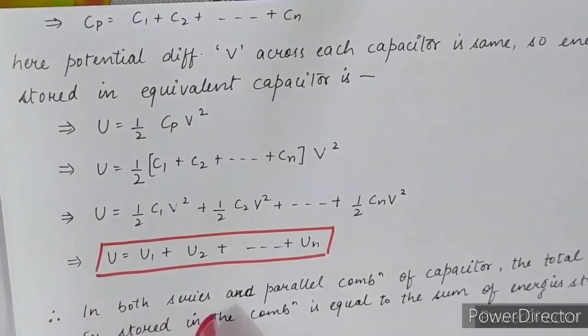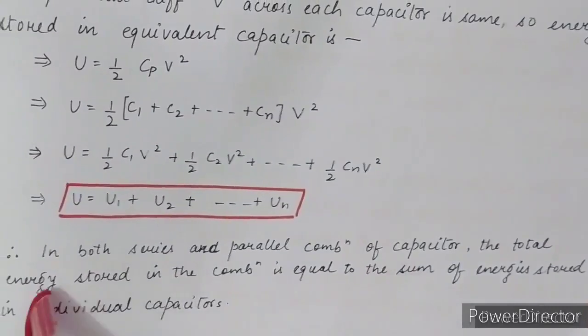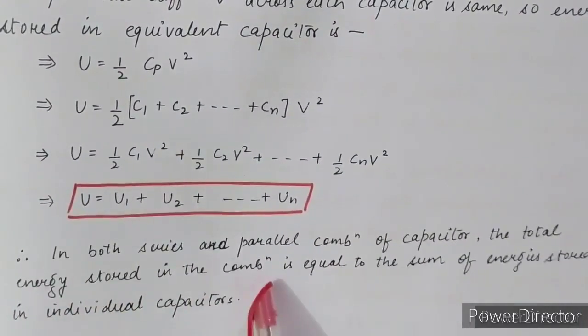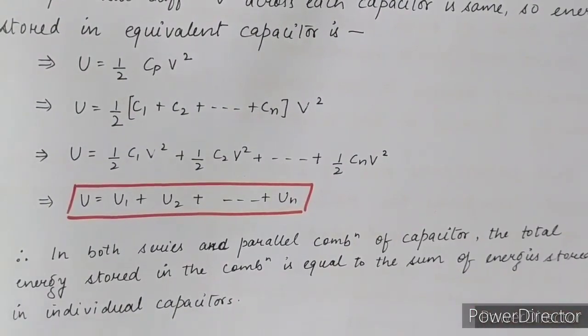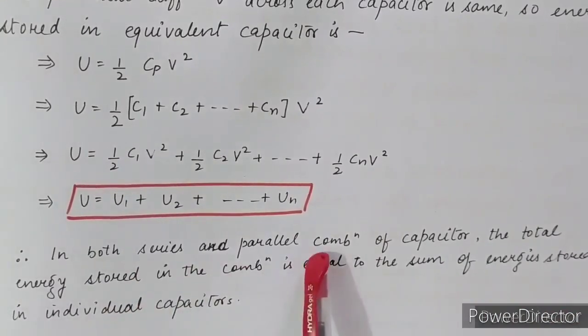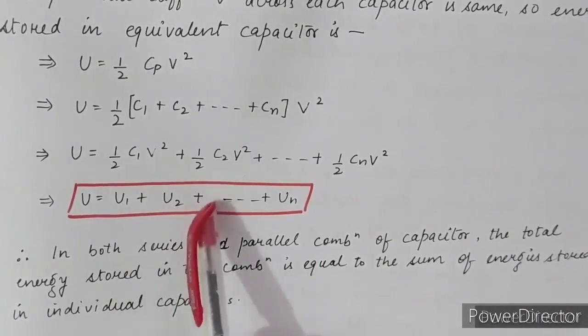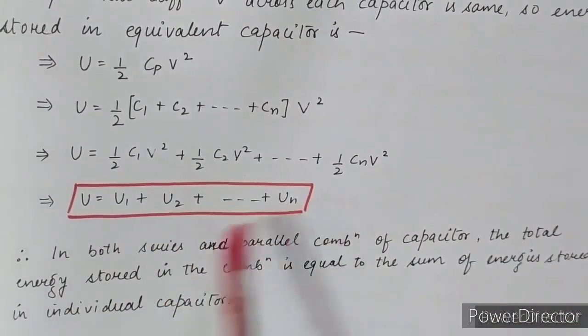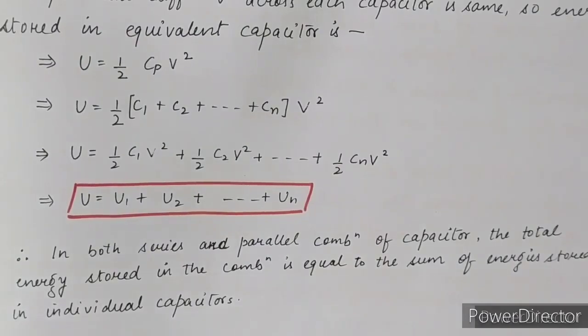So in both series and parallel combination of capacitors, the total energy stored in the combination is equal to the sum of energy stored in individual capacitors. Clear? Okay? Meaning in both the series and parallel combination, the total energy in the combination is equal to the sum of all the energy stored in individual capacitors. Clear? Okay. So we have just discussed the energy stored in combinations of capacitors.